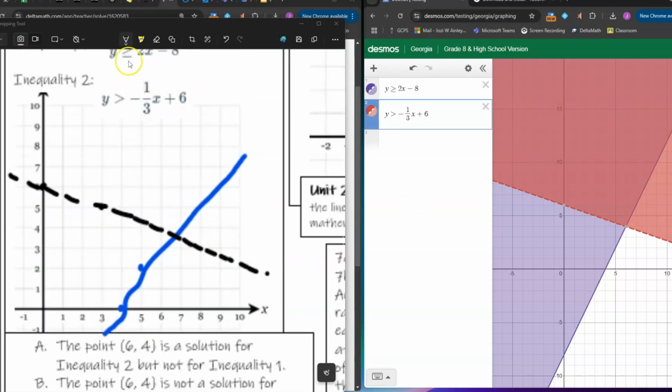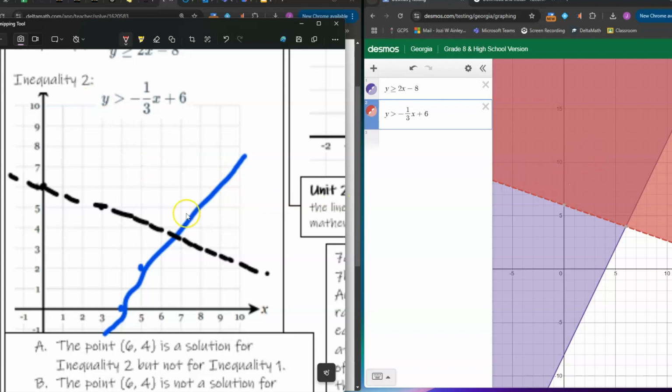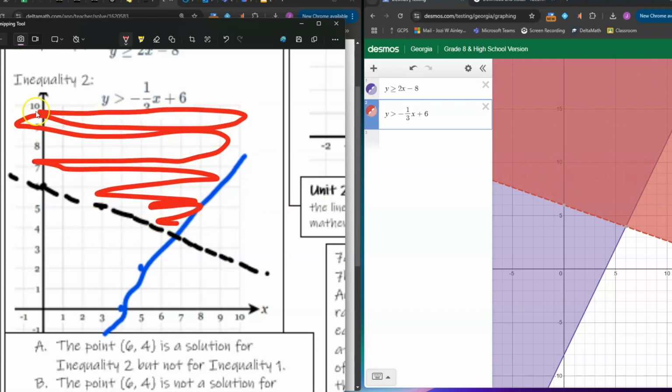So when I come to go ahead and put my shading in them, only put in the overlap. So I'm only putting this part right here. And oh my gosh, my shading is so bad, but it's okay, you get the point. So anything in here, stay away from this dot.